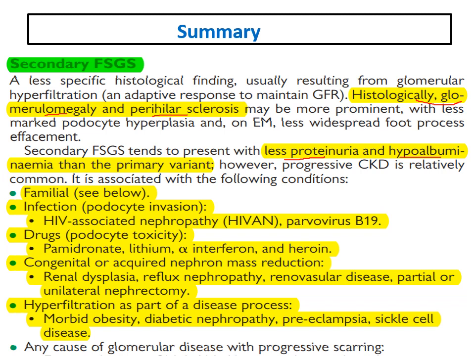Secondary causes of focal segmental glomerulosclerosis include familial or genetic causes, infections like HIV or parvovirus B19, drugs like pamidronate, lithium, interferon, heroin, and sirolimus, nephron mass reduction like renal dysplasia, reflux nephropathy, renovascular disease, or nephrectomy, and hyperfiltration in cases of morbid obesity, diabetic nephropathy, preeclampsia, and sickle cell disease.